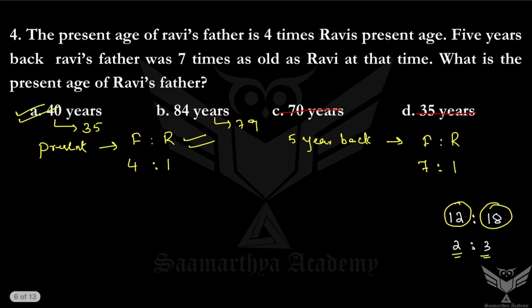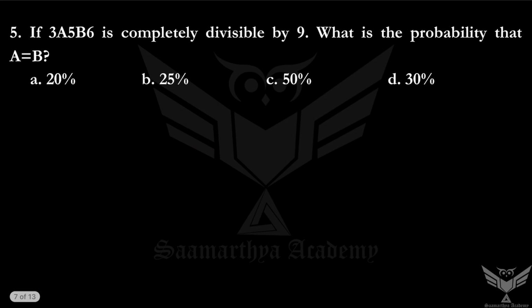Now, let's get to the next question. If there's a 6-digit number, 3A5B6, that is completely divisible by 9, what is the probability that A equals B? Nice question. It's a number system concept, but the question is from probability. Now, what is the divisibility rule for 9? The divisibility rule for 9 is that the sum of digits should be divisible by 9.